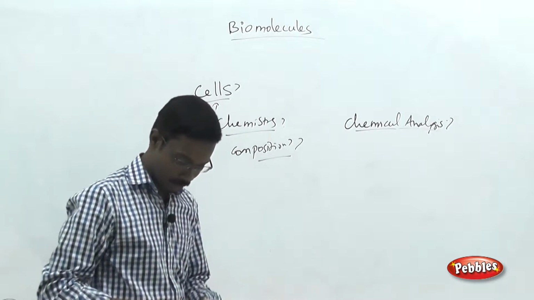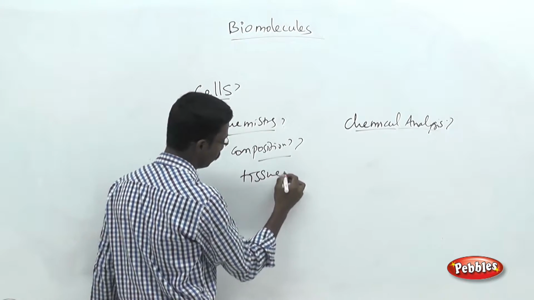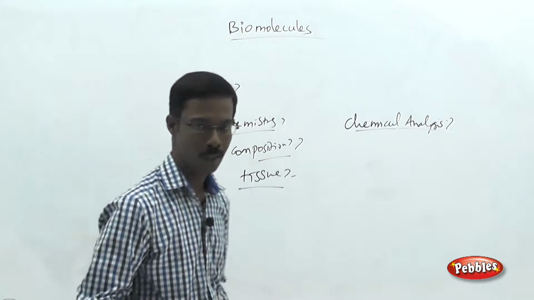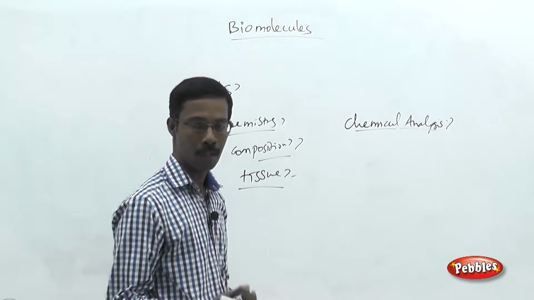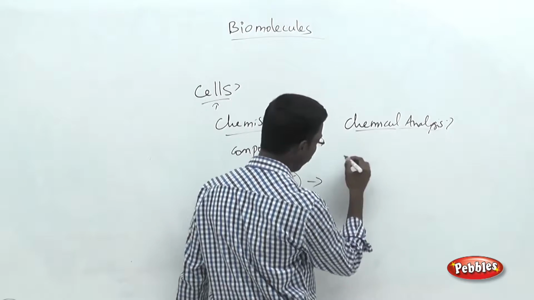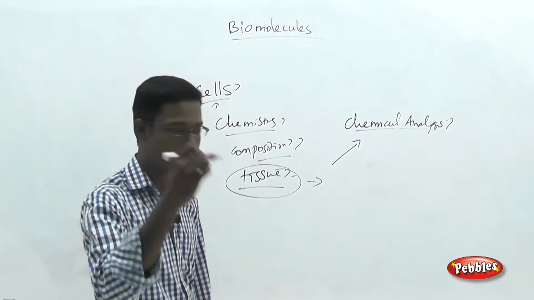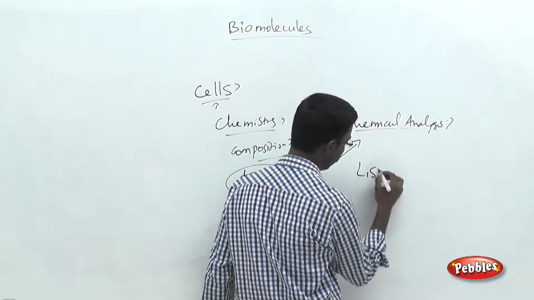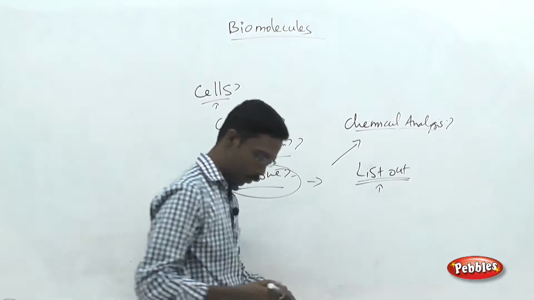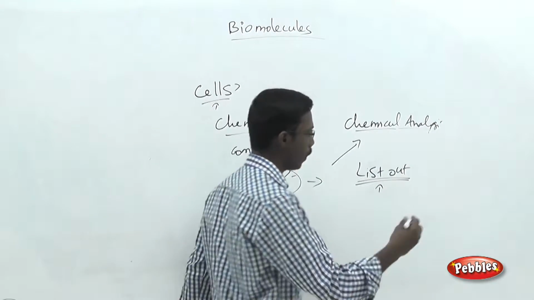Suppose you are taking a living sample, for example some tissue. What is tissue? Tissues are groups of cells. Okay, any tissue. It may be a leaf, or a meat sample, or a fruit sample. Any tissue you are going to take and analyze by means of chemistry. You are going to do the chemical analysis and list out the chemicals present in the particular tissue sample, and you will get the list of chemicals.